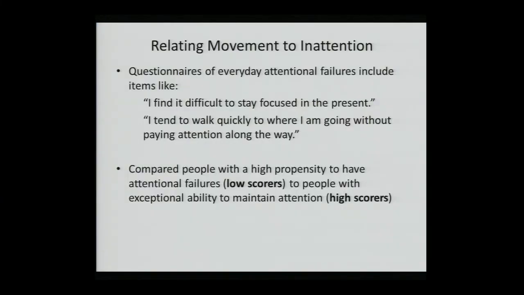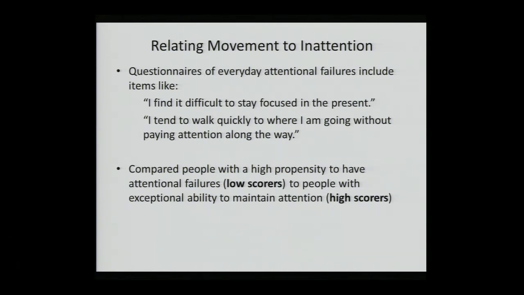And we can do this fairly easily by giving participants questionnaires that measure their degree of inattentiveness across their day-to-day experience. And these consist of very simple questions like, I find it difficult to stay focused in the present. I tend to walk quickly where I'm going without thinking, without paying attention along the way. And they just rate that on a 1 to 7 scale. And we can compare people that score high on these scales to people who score low. So people who are extremely prone to attentional slips and people who are extremely prone not to have attentional slips.